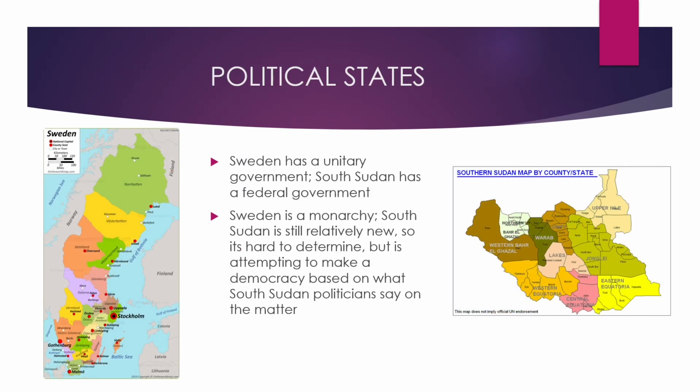For political structure, Sweden has a unitary government, while South Sudan has a federal government. But you might ask, how does this happen? Well, Sweden is a monarchy, meaning a monarch, be it a king, queen, emperor, etc., rules over the entire country. South Sudan is still relatively new, it's the newest country for now, so it's hard to determine what political structure we're going for. But based on politicians' point of view, it's trying to make a democracy, which is a federal-based system.